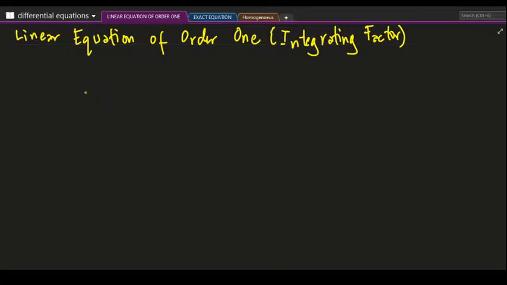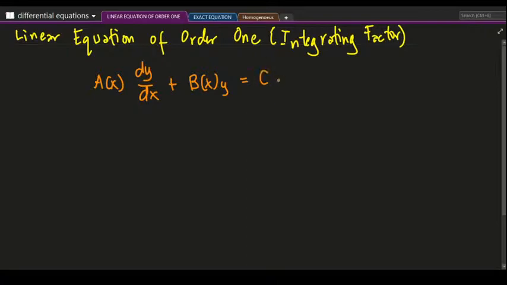So the standard form of a linear equation of order 1 is given with the formula a of x dy/dx plus b of x y is equal to c of x. So that is our standard form of a linear equation of order 1, wherein our a is a coefficient, a function of x. For example, it could be x plus 1.